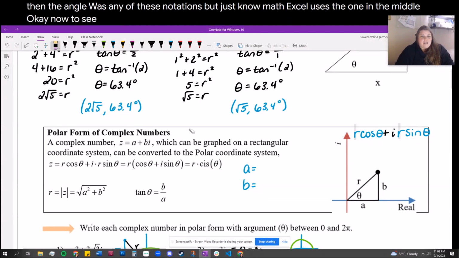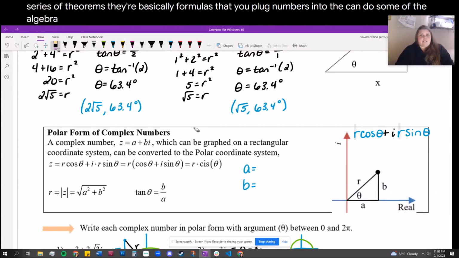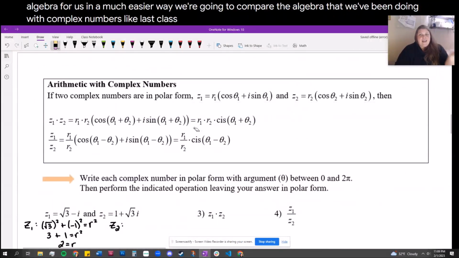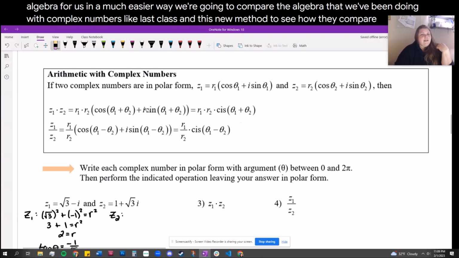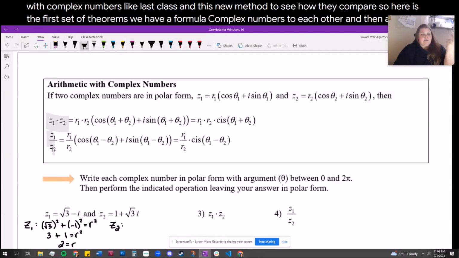Okay, now to see why we would even want to work in polar form at all. There happens to be a series of theorems. They're basically formulas that you plug numbers into that can do some of the algebra for us in a much easier way. We're going to compare the algebra that we've been doing with complex numbers, like last class, and this new method to see how they compare. So here is the first set of theorems. We have a formula to follow if we're multiplying two complex numbers to each other, and then also a formula for when you're dividing them.